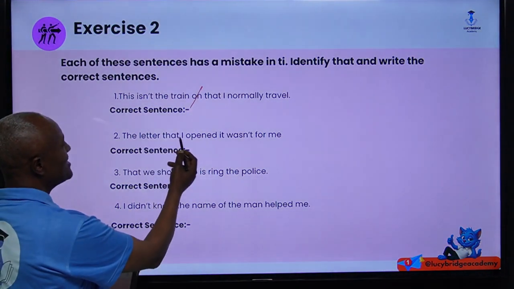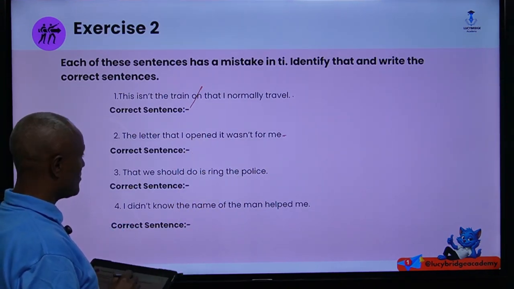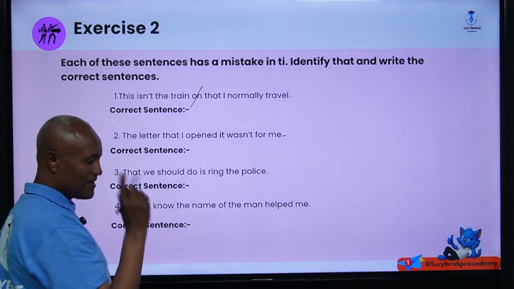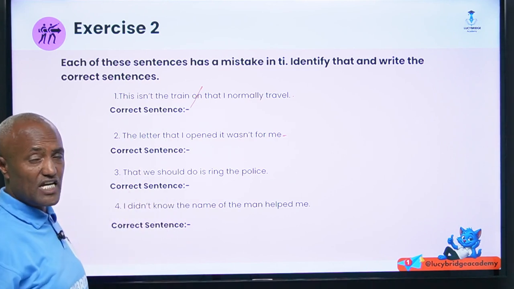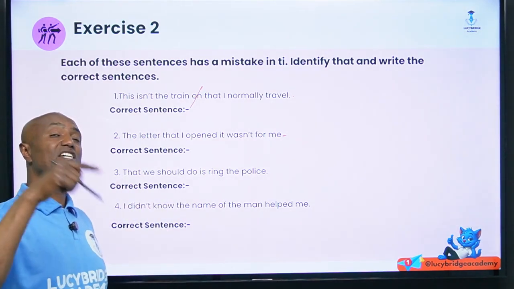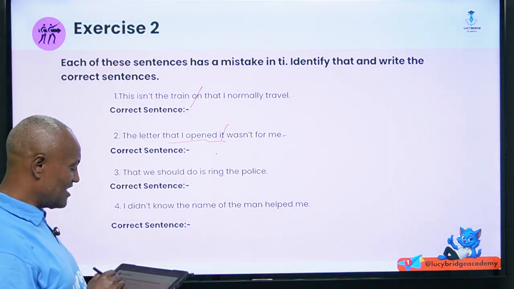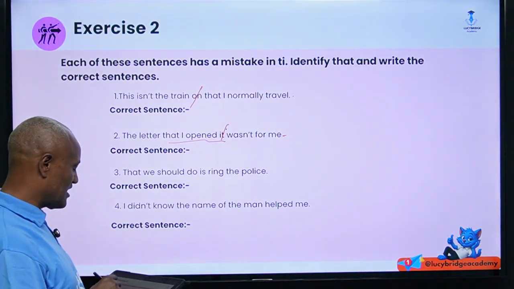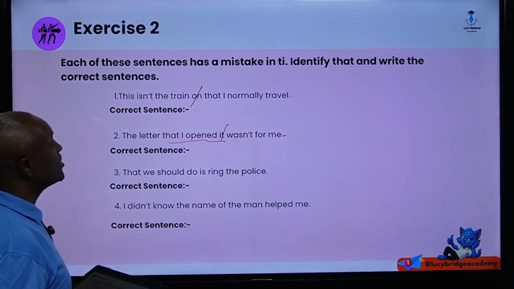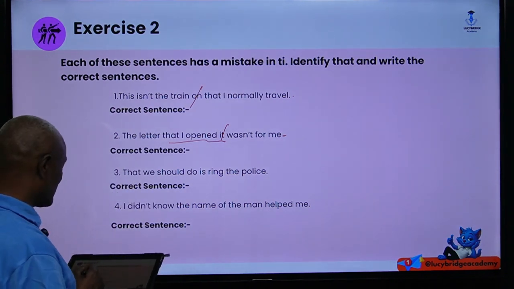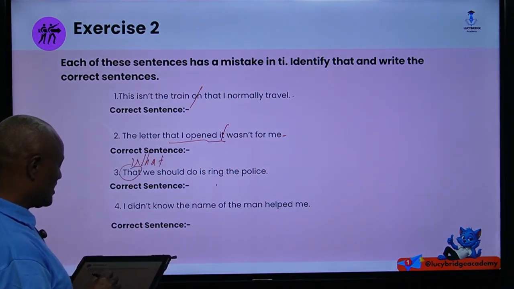The next, the letter that I opened it was not for me. Remember, when we use the relative pronoun as an object, we don't need another object in that relative clause. Here, that I opened it, this it is not important because it is already replaced by that. The next, that we should do is ring the police. Here, instead of that, we use what? What we should do is ring the police.